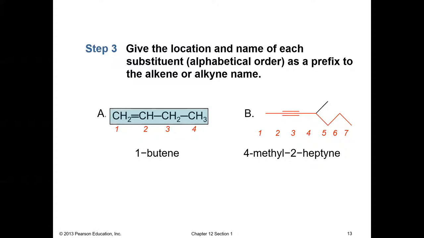The last thing you do is you have to name any substituents and give them in alphabetical order. Remember, saying their position and their name. In this case, in example A, there are no substituents, so we just leave the name alone as 1-butene. In B, however, you do have this one group hanging out here, and this group here is a methyl group, and this is at position 4. So we do a 4-methyl-2-heptine, and that's the name.